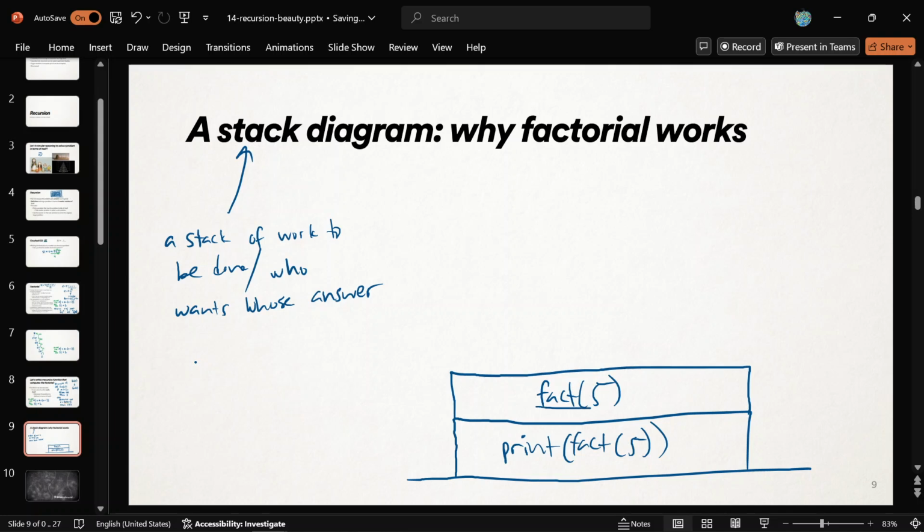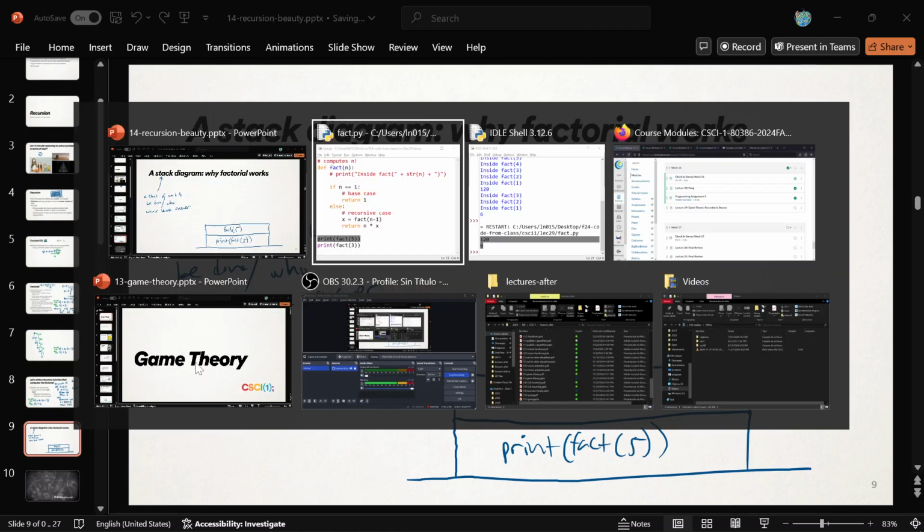So fact of 5 is the next thing to be done. Print is waiting on fact of 5. That's how you can read that. Does that make sense? So you can see print is waiting on fact of 5. Fact of 5 will give it its answer when it's done. Like the person below you wants your answer. Okay, that's the secret.